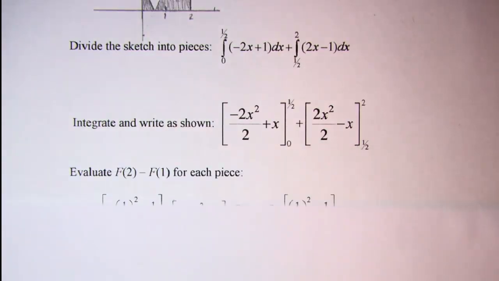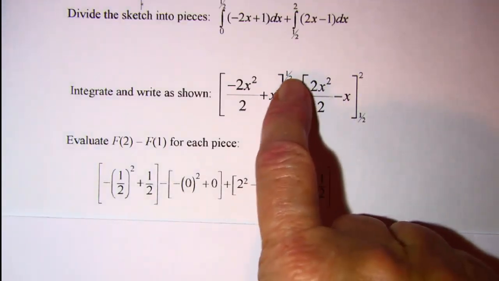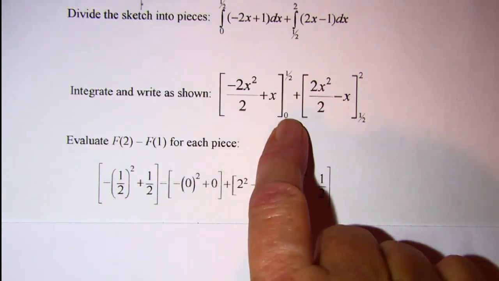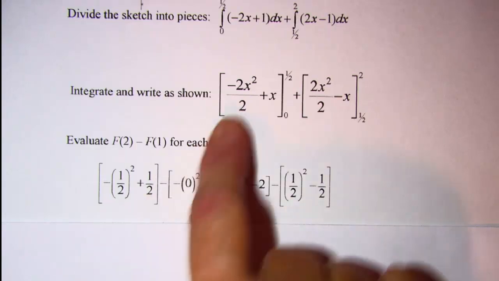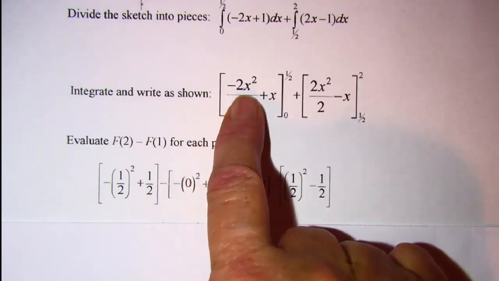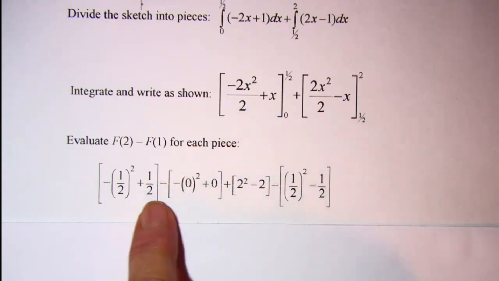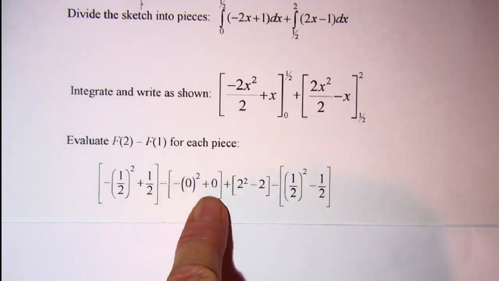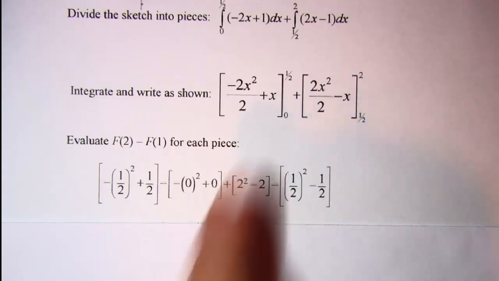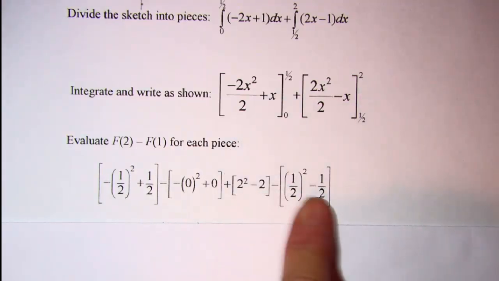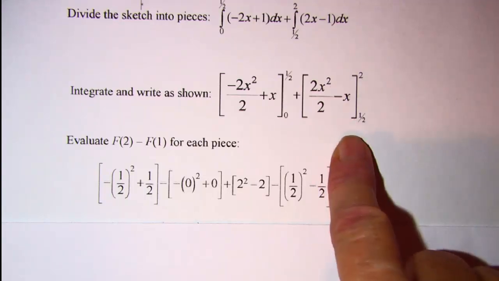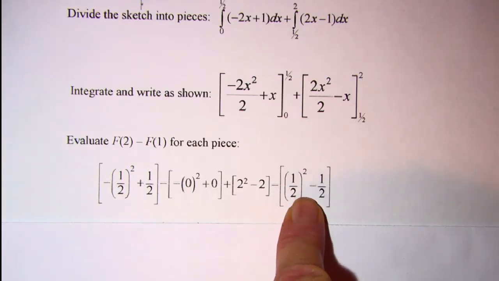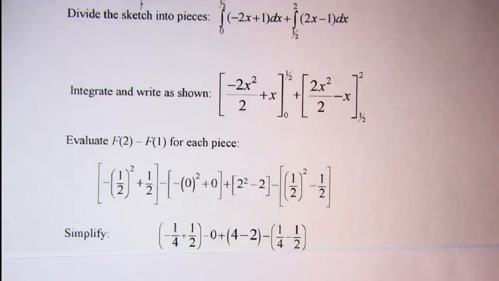We'll evaluate each of these. You first put this top value in and then subtract from that the bottom value. So we have a -1/2 squared. Notice I canceled the 2's off here. Plus 1/2. And then subtract the 0 value substituted in. And then these two terms represent this one. Put your 2 in first, and then subtract 1/2 put into the expression. Simplify these.